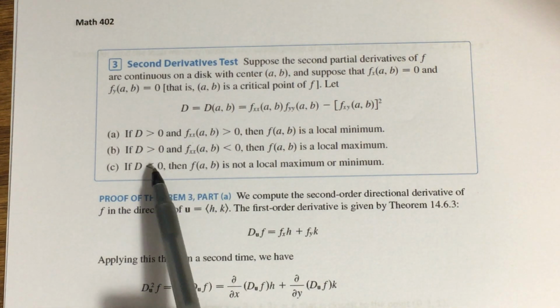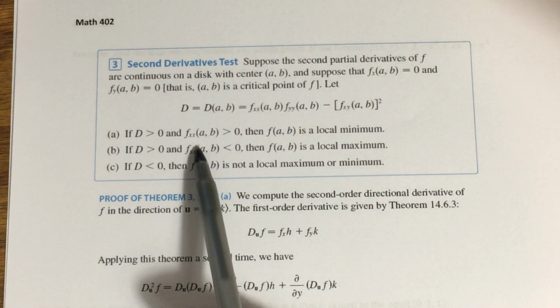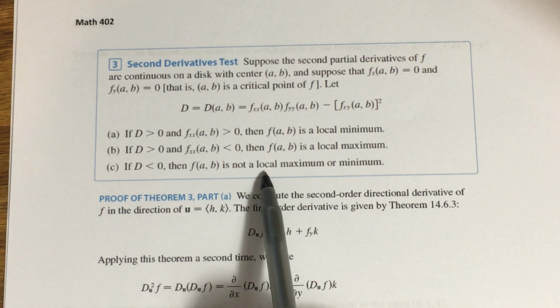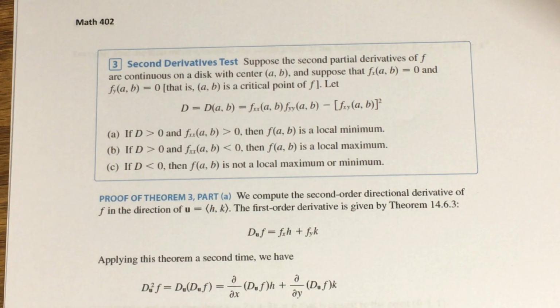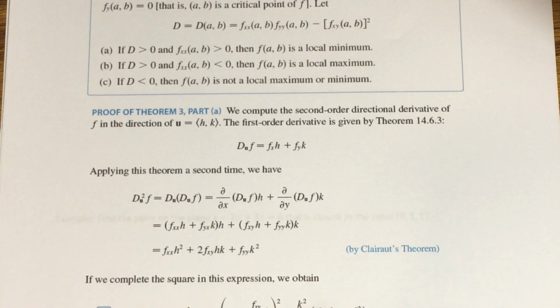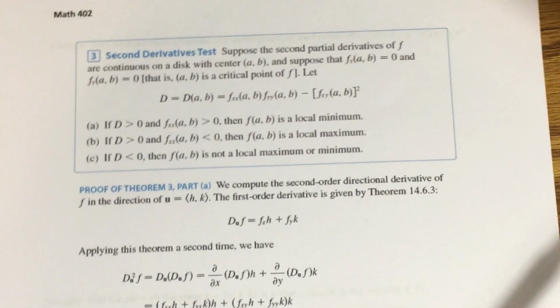If the discriminant is negative, then we don't care about what's happening with the second partial with respect to x both times. f of (a, b) will be a saddle point, meaning it's not a local maximum nor a minimum. So this gives us all three cases in a test. We're going to practice using the second derivatives test probably in the next video. I want to spend the rest of this video talking about how we prove this theorem.